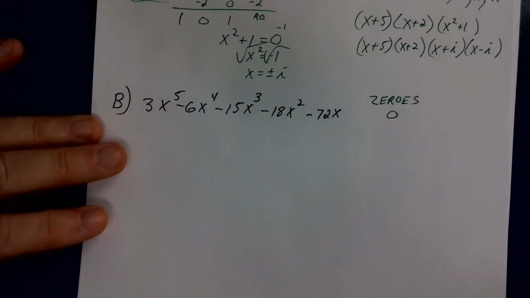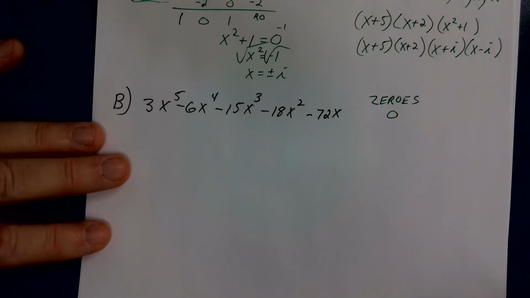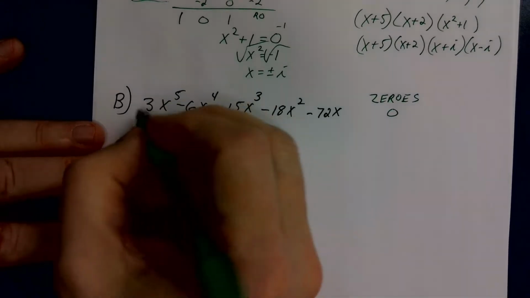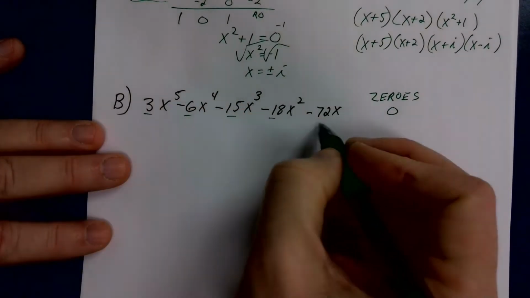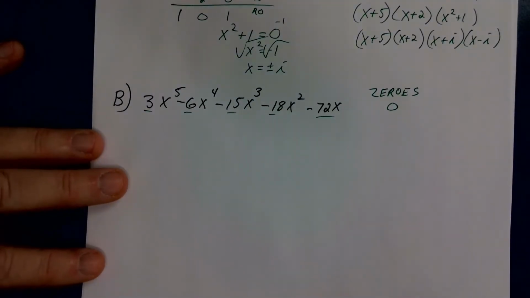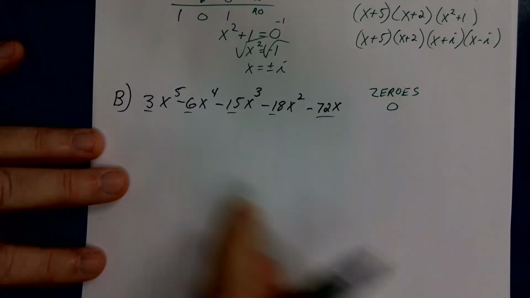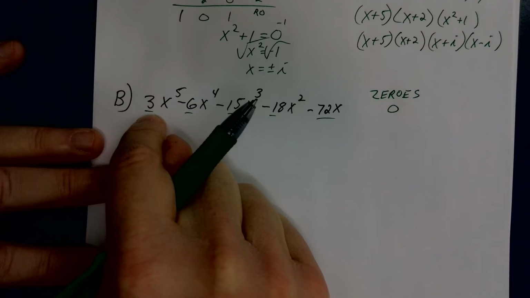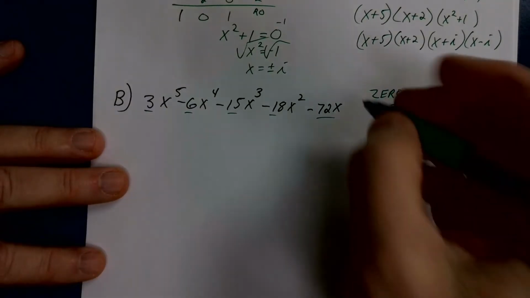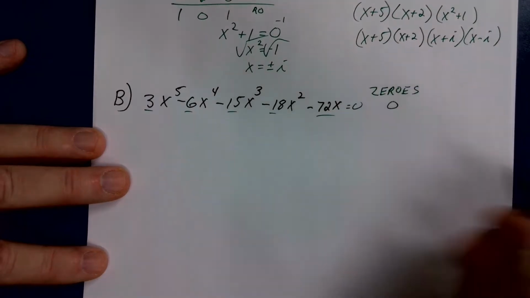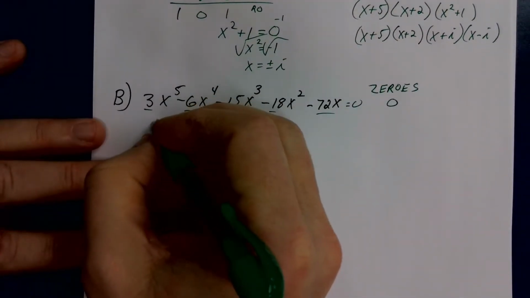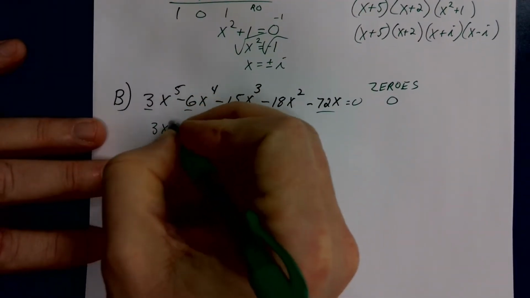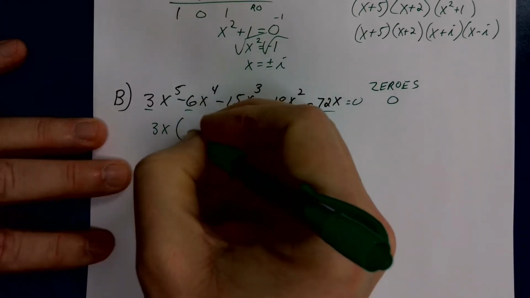And then some of you are like, oh, Mr. Bills, look a little closer. Look a little closer, and you'll see. I can actually pull a 3 out, so I don't even have to worry about this leading coefficient on this one right here, because I'm going to be able to remove that. Okay, so let's go ahead and pull that out. So when I pull a 3x out of this, this is actually what's going to be left.